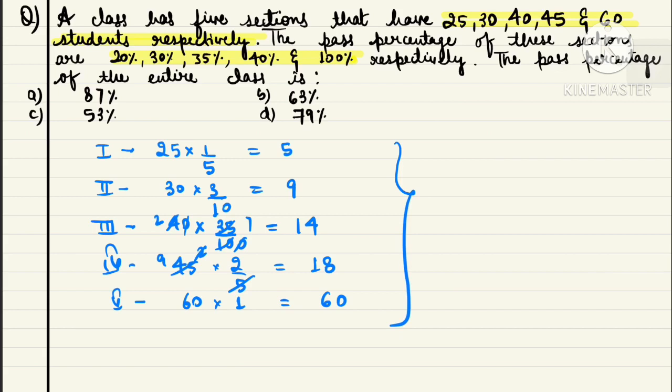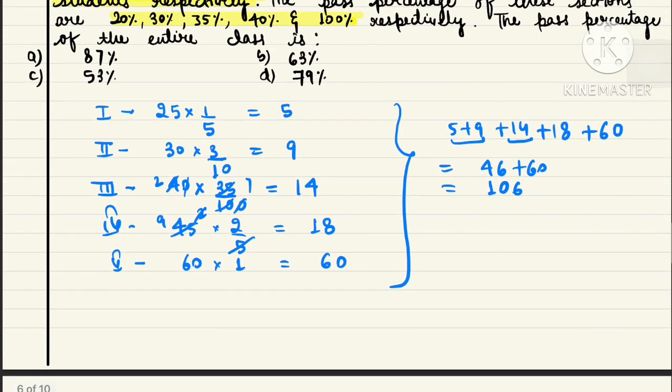Okay, now we will add all these numbers. If we add 5 plus 9 plus 14 plus 18 plus 60, what do we get? 14 and 14 is 28, 28 and 18 is 46, 46 plus 60 is 106, right?